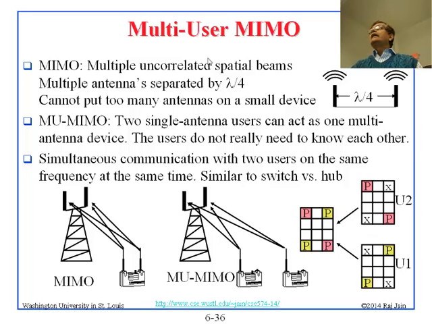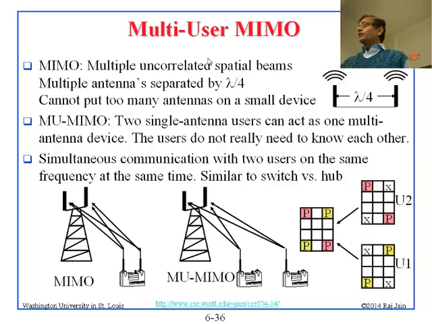Right? And in so many places you cannot use many antennas simply because there is not enough space. So what can you do? Somebody came up with this nice idea that you don't need to have all the antennas in one device. You could have different devices with antennas. For example, this could be user 1, this could be user 2. Each of them has one antenna, but they could work as if there were two antennas.